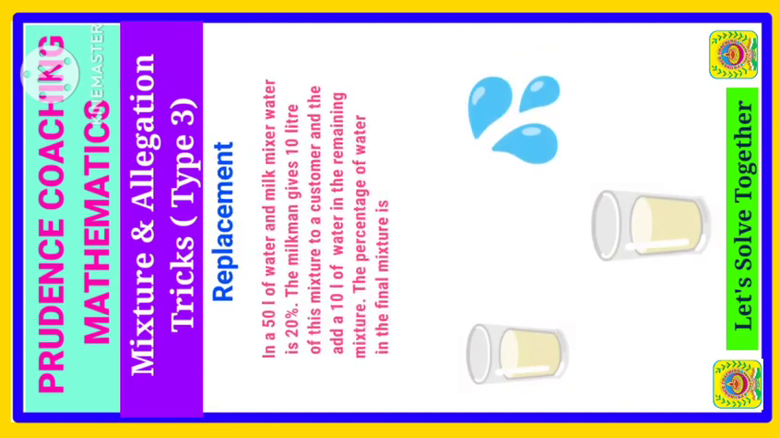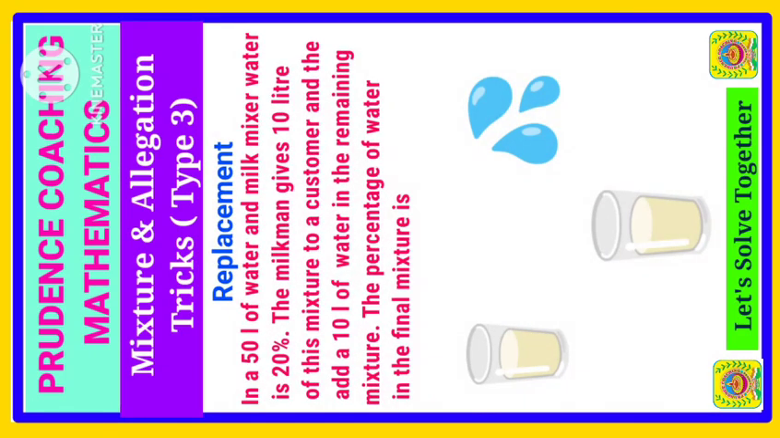Today we are going to learn the most important concept in mixture alligation, that is replacement. You need to know one thing for solving this sum. If you know that, it will be very easy for you to solve this kind of sum.